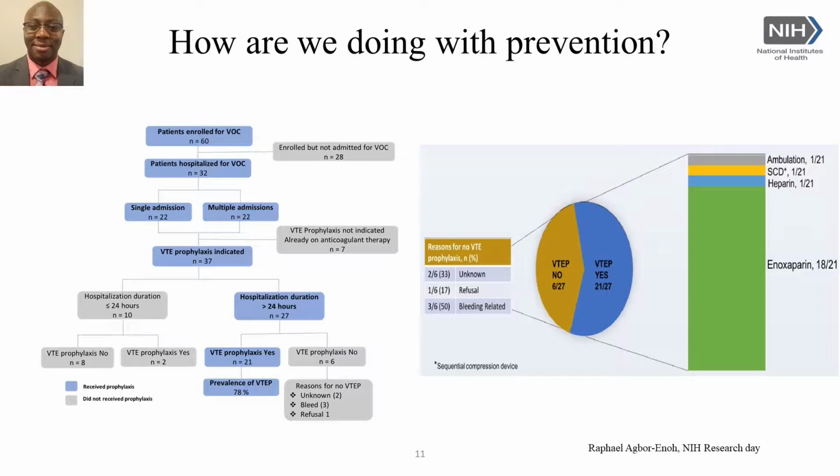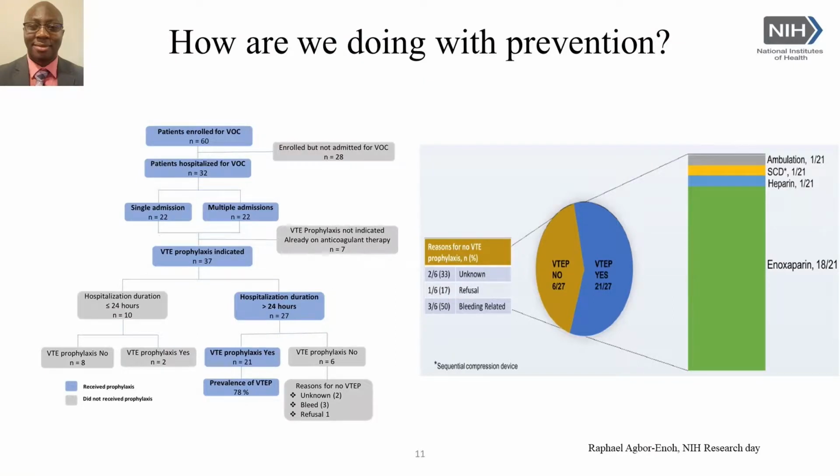patients, of which 32 were hospitalized, 22 had a single admission, 22 had multiple admissions, and 37 required prophylaxis, of which 27 received prophylaxis when they were admitted for more than 24 hours. Interestingly, about 10 that were admitted for less than 24 hours did not receive prophylaxis. You can see on the right here that the majority received prophylaxis, but quite a few did not. It's interesting to go back and find those reasons, one of the things that we're working on.